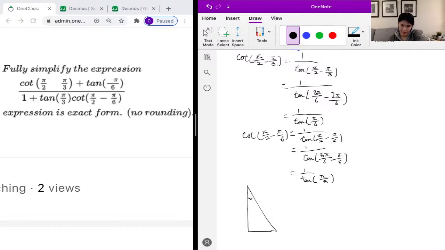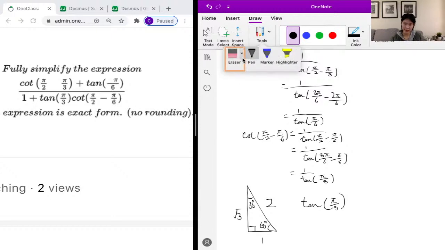So this is our 30 degrees, and this is our 60 degrees. This is our 90 degrees right angle, and these are the 3 sides. We know that the tangent of pi over 3, so it's the 60 degrees angle. Okay, so if we're doing them in radians, let me just write everything in radians. So this is our pi over 3. Here's our pi over 6.